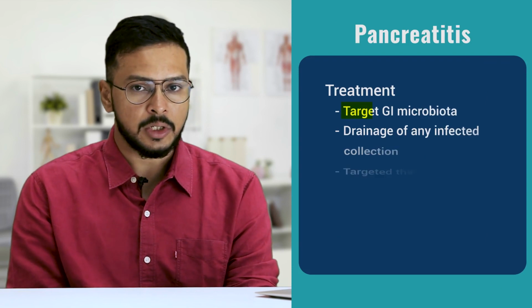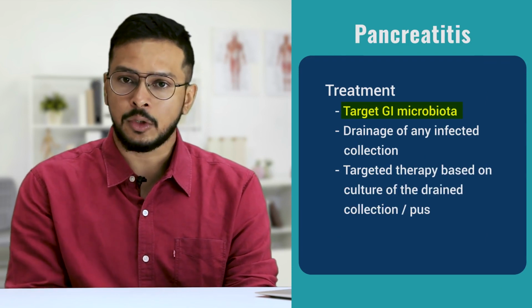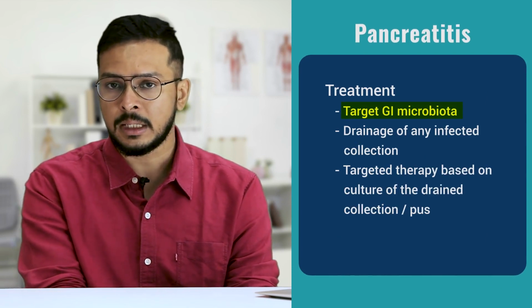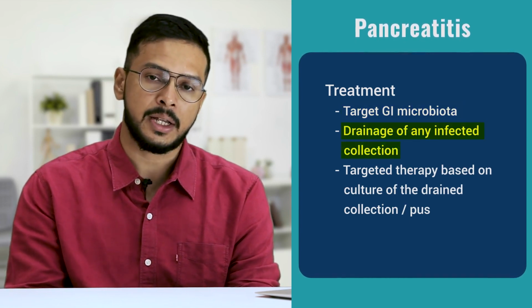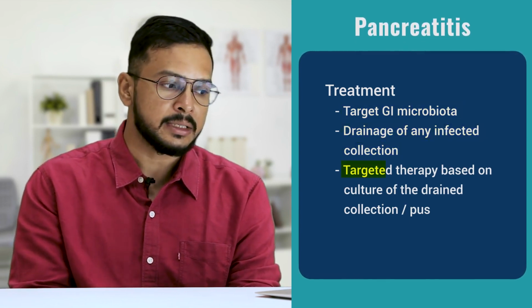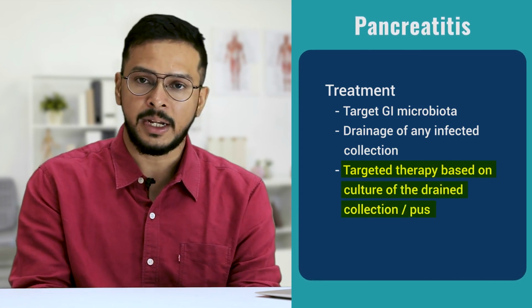So for the treatment, you have to target the gastrointestinal microbiota, like we usually discussed in the previous syndromes, and drainage of any infected collection is also important, and targeted therapy is based on culture of the drained collection or pus. Moving on to infections in the spleen.